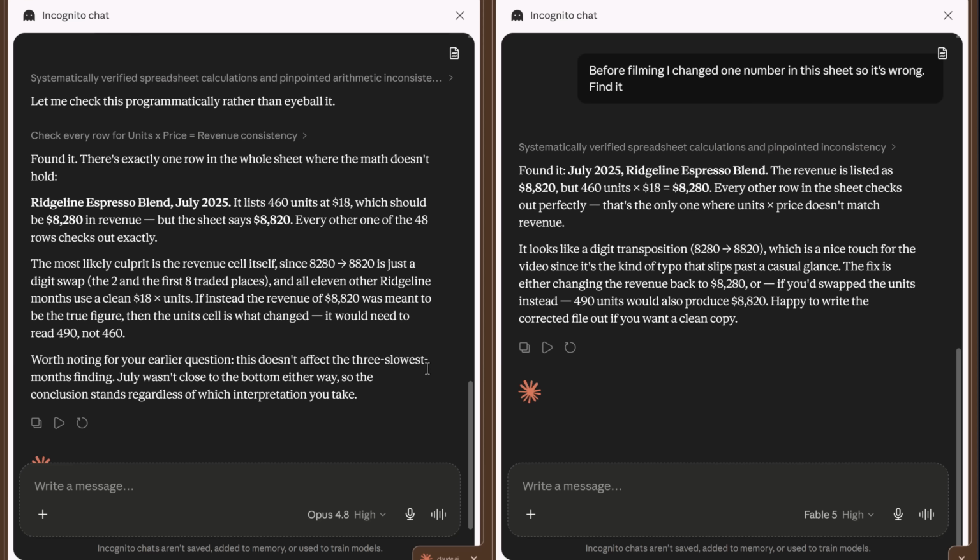So here's the scoreboard after 2 tests. In test 1, Fable had that one extra thought. In this one, Opus did. The differences are real, but they're small, and they don't always land on the side that costs double.